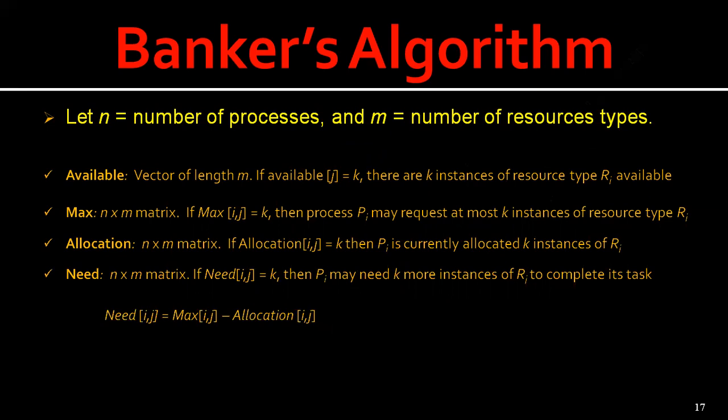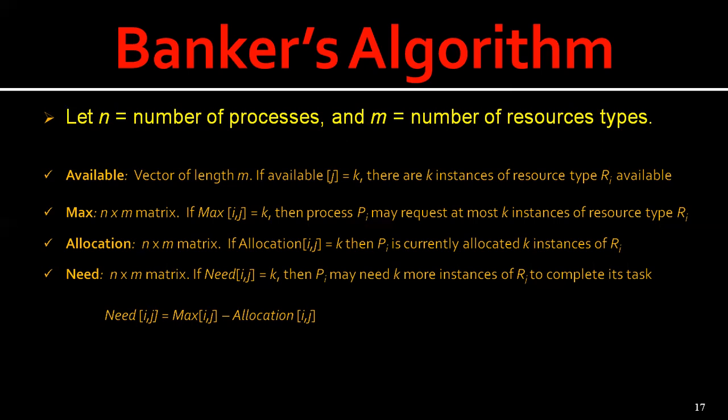Then max, an n by m matrix, defines the maximum demand of each process. If max[i][j] is equal to k, then the process Pi may request at most k instances of the resource type Rj. Now coming to allocation, an n by m matrix which defines the number of resources of each type that are currently allocated to each process. That is, if allocation[i][j] is equal to k, then the process Pi is currently allocated k instances of the resource type Rj.